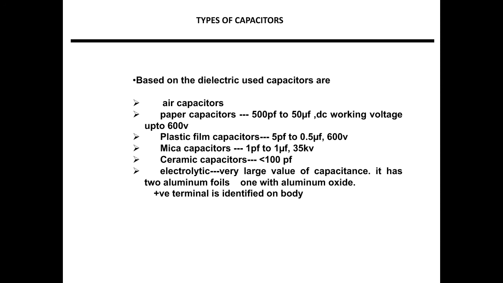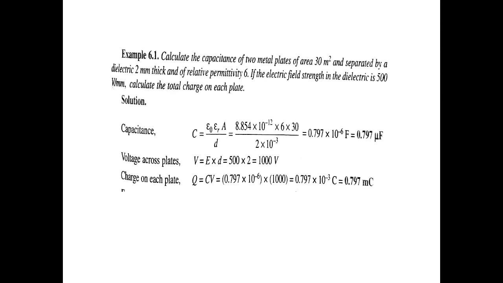While coming to the problems, the objective problems. To find the capacitance of two metal plates: the area of the plates is 30 meters square, the dielectric thickness is 2 meters, and the relative permittivity is 6. If the electric field strength in the dielectric is 500 volts per millimeter, calculate the charge on each plate.